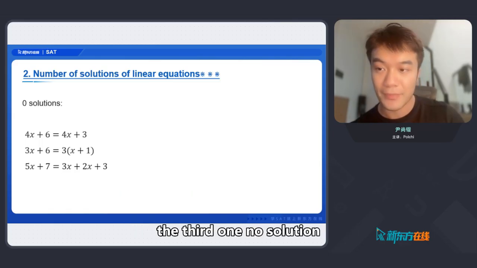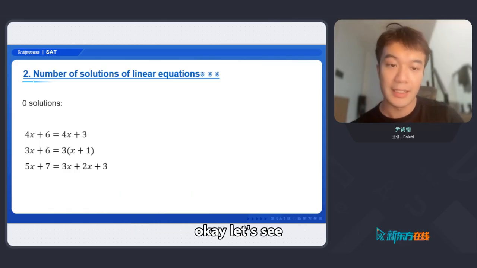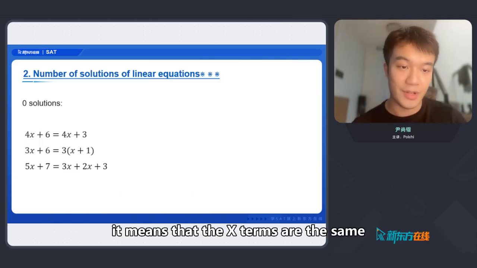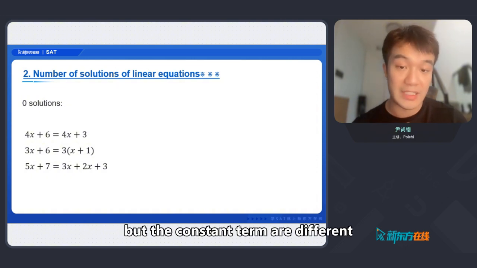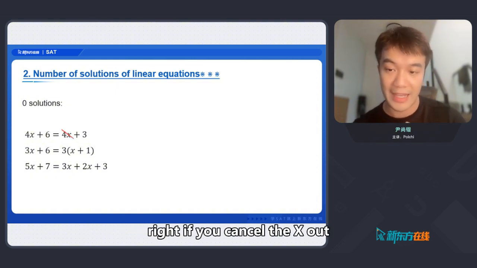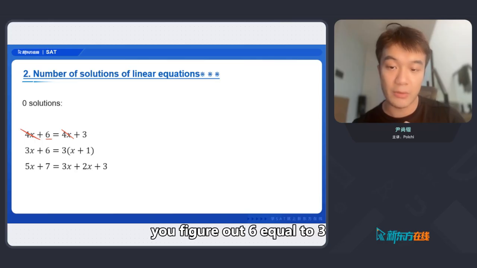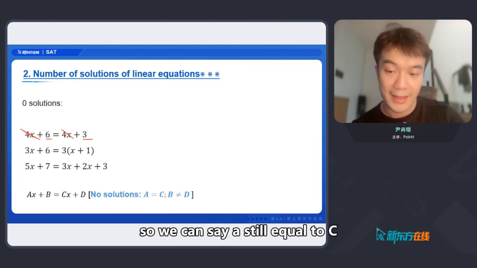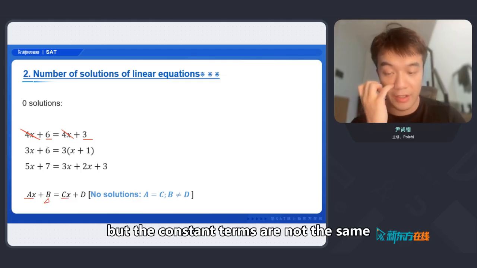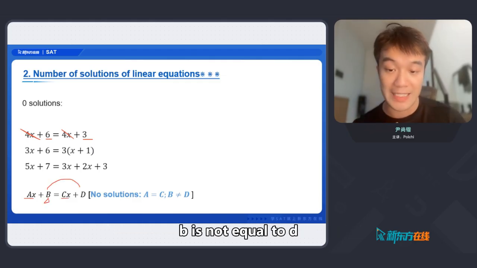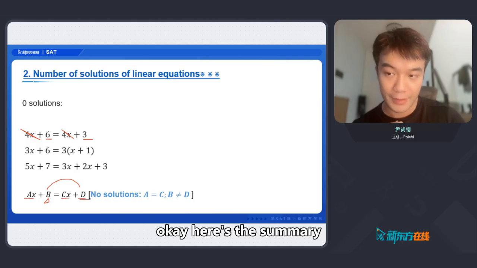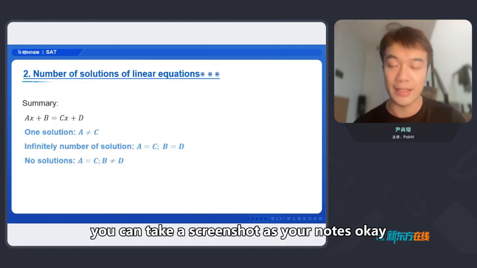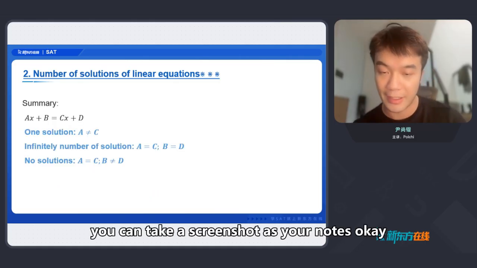The third one, no solution. It means that the x terms are the same, but the constant terms are different, right? If you cancel the x out, you figure out it's 6 equal to 3. That's not possible, right? So we can say a is still equal to c, but the constant terms are not the same. b is not equal to d. Okay, here's the summary. You can take a screenshot as your notes.